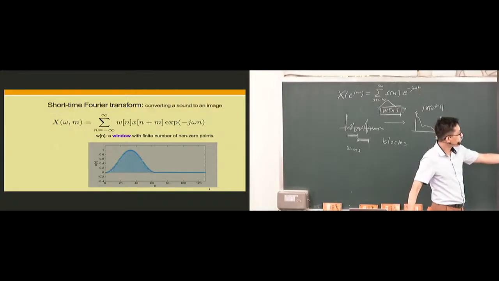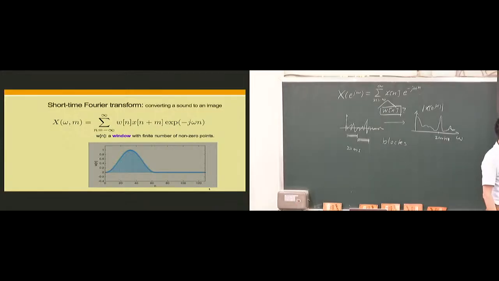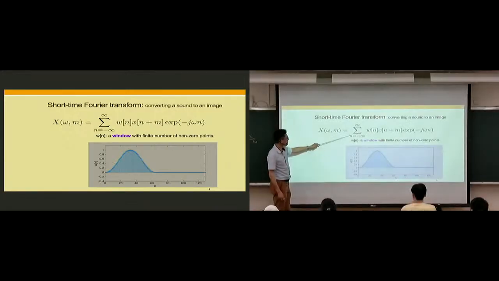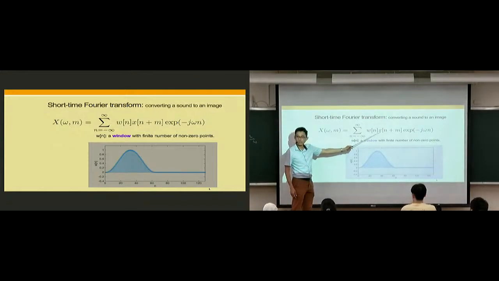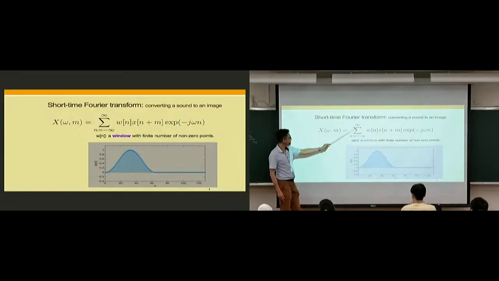So now here comes the definition, right? As I promised, this is the definition of the short-time Fourier transform. It's an extended version of the DTFT. Still a summation: there's a summation over time index n, and the input is your signal x, and it involves the usage of a window.